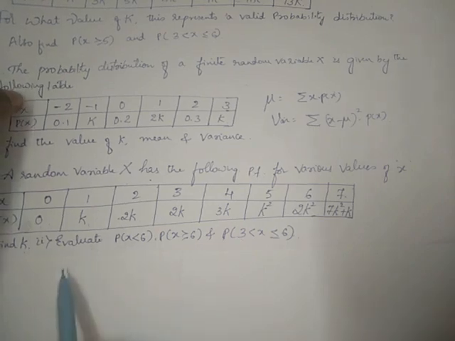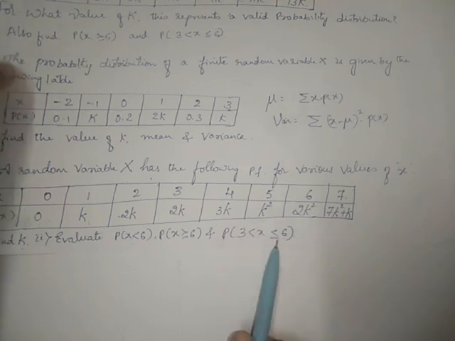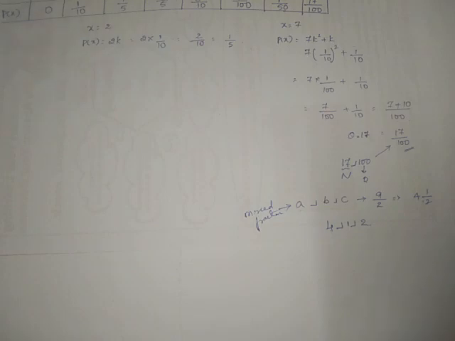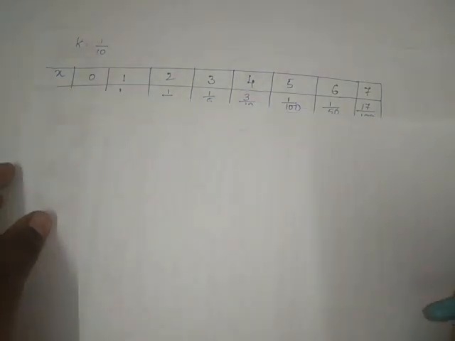Next, the second part of B is to evaluate P of x less than 6, P of x greater than or equal to 6, and P of x which lies between 3 and 6, where 3 is excluded and 6 is included. Okay, let us solve that. We want this table, so let me retain this table and start solving.